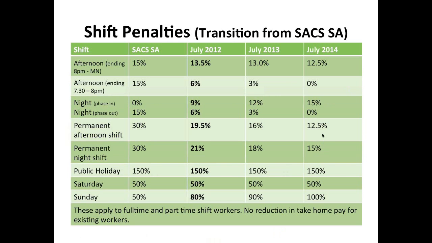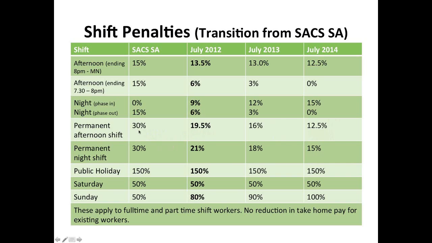In terms of SACS South Australia, again, it's the same application. We're moving from the old provisions, which are outlined here, across to the modern award application. So that would be the afternoon shift of 12.5% and a night shift of 15%. No provision for permanent or afternoon shift loadings. It's exactly the same as afternoon and night shift loadings, so they don't see a higher application of loading, if you see that here. So we're moving from these 30% right down to 12.5% and 15%.